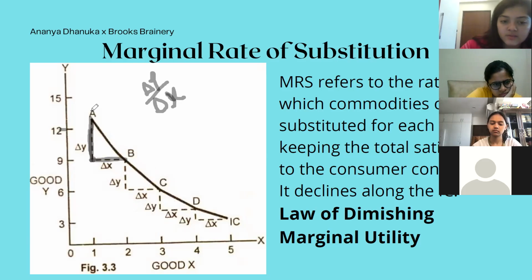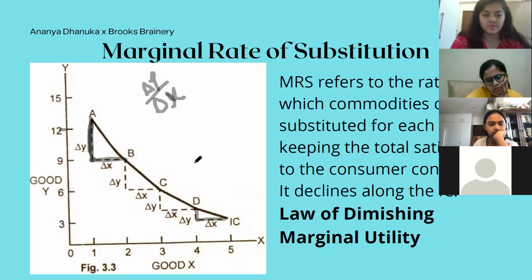Okay, but the marginal rate of substitution is also not constant throughout, right? If you can see, change in Y over change in X is much greater when you're moving from A to B, but it reduces as you go on. So here from D to C, the value of Y in X gets smaller. So the marginal rate of substitution is not constant throughout the slope, it keeps on changing. And the law that corresponds to it is the law of diminishing marginal rate of substitution.